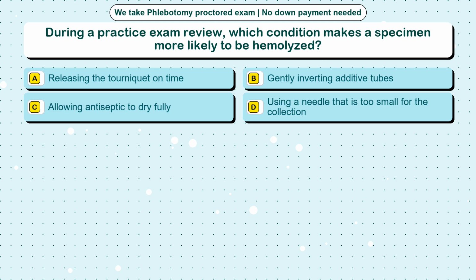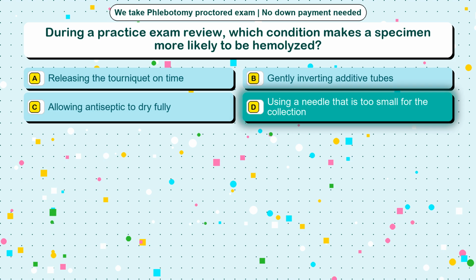Question 1. During a practice exam review, which condition makes a specimen more likely to be hemolyzed? Option A. Releasing the tourniquet on time. Option B. Gently inverting additive tubes. Option C. Allowing antiseptic to dry fully. Option D. Using a needle that is too small for the collection.